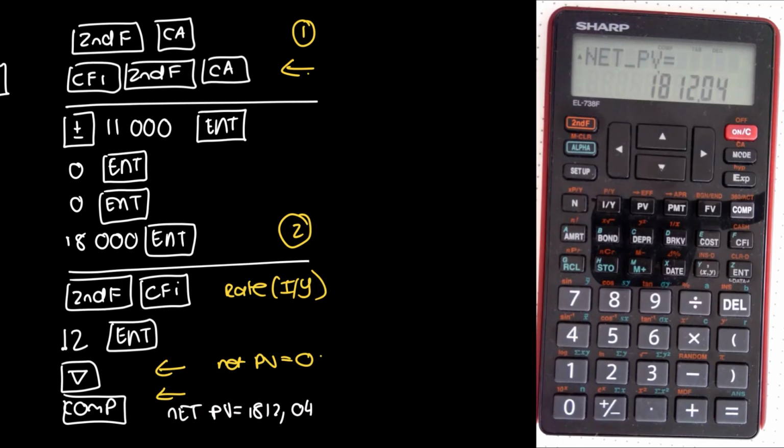In other words, and remember this net PV is actually saying that to get an equivalent future value out of your investment, you would have to invest an additional 1,812 Rand and 4 cents at the beginning into the bank. So you would have to invest more in the bank in order to get the same return that you would get from your project.